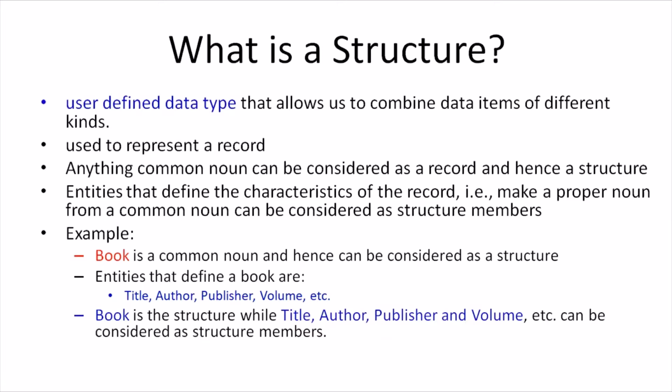Entities that define the characteristics of the record to make it a proper noun from a common noun can be considered as the structure members. For example, if we have a book, book is a common noun. However, if we specify the information like the title of the book, the author of the book, the publisher of the book, the volume of the book, etc., then we can characterize the book and form a proper noun. Hence, the book can be considered to be the structure name, while the title, the author, the publisher, and the volume, etc., can be considered as the members of the structure book.